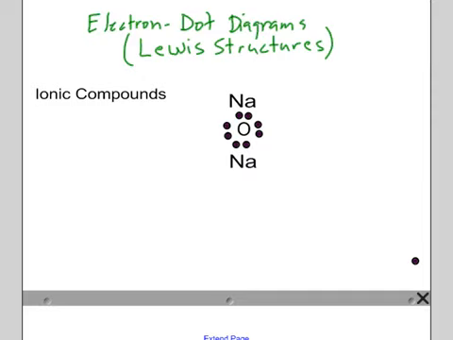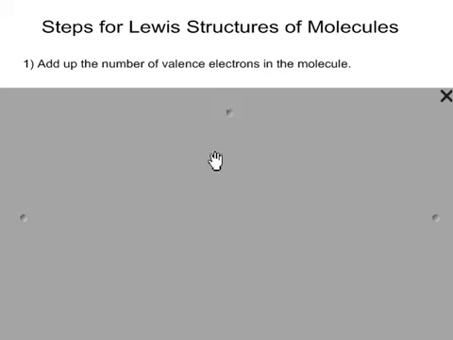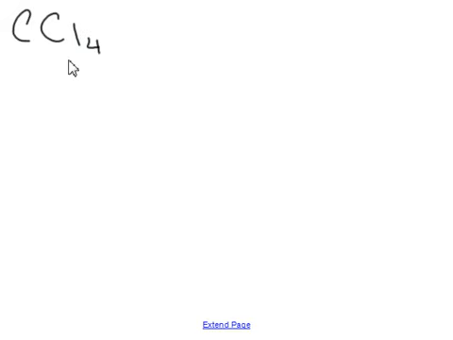So what I'm going to do now is go through the 4-step process for taking any molecule and determining its Lewis structure, and I'll bounce back and forth between this and an example. Rule number 1 is that we want to add up the total number of valence electrons that are available in the molecule. So bouncing to an example, let's say we're going to take CCl4, so 1 carbon and 4 chlorines, and bond them together.